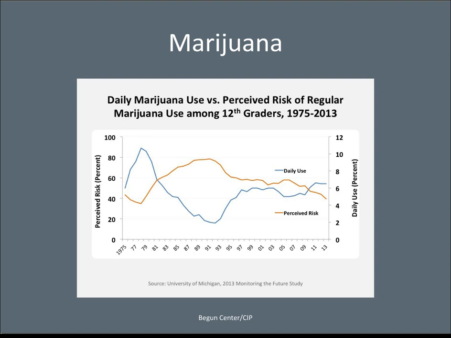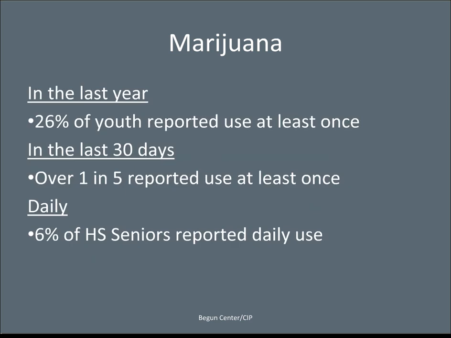And you can see here as the perception of risk associated with marijuana has been falling and it continues to fall, the actual use continues to go up. So that just did a nice job of outlining that. So a little bit more about marijuana.